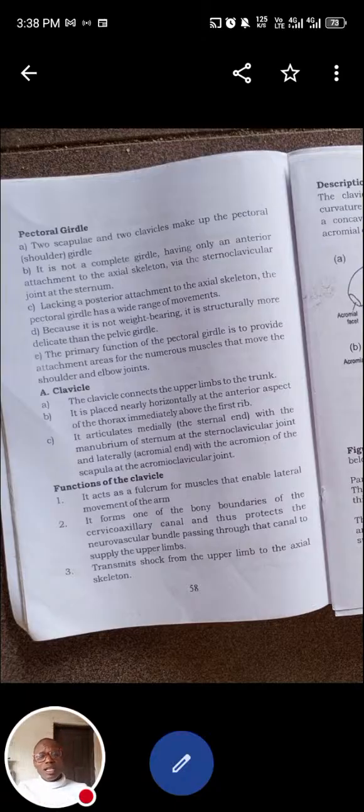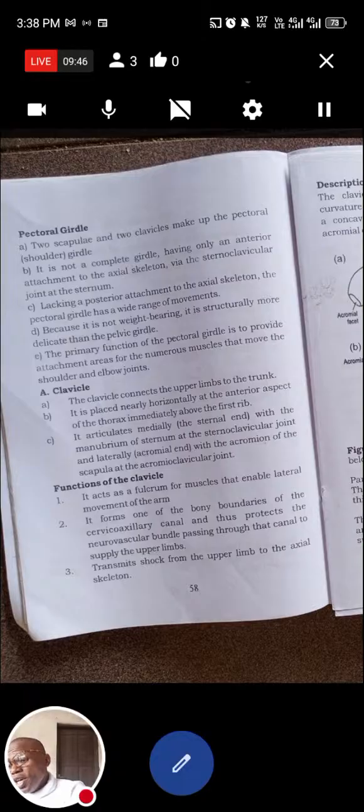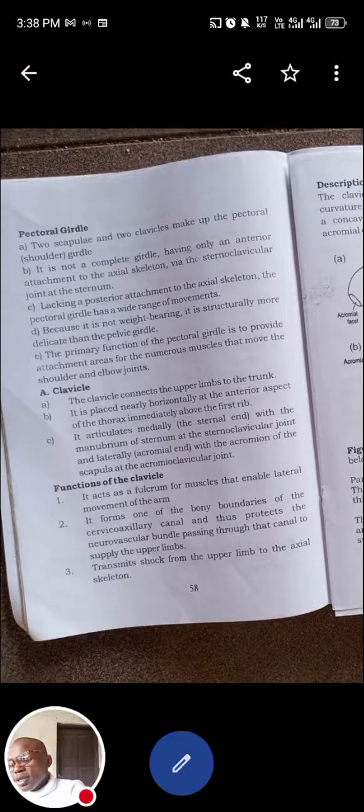So three things we've said about the clavicle. Number 1, it connects the upper limb and the trunk. Number 2, it's in front, anterior to the thorax. And number 3, what did we say? It's medial, it articulates with the manubrium sternum. That's how they introduce the clavicle. Let's look forward to see if we find another introduction to the clavicle.